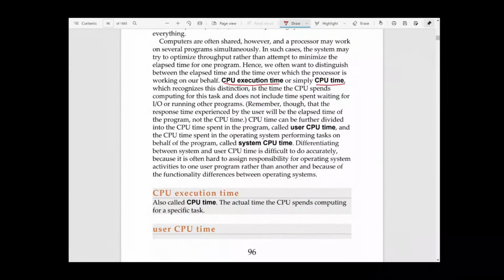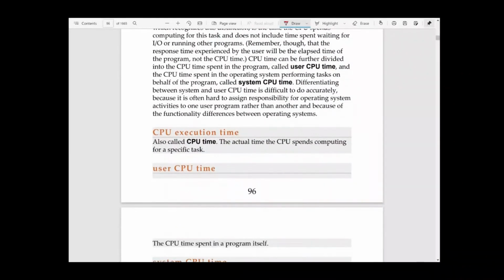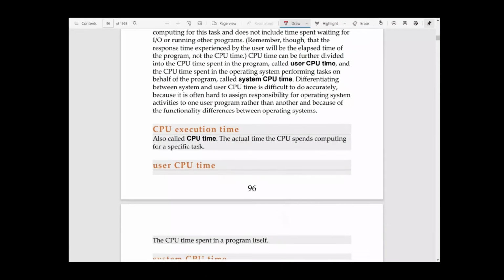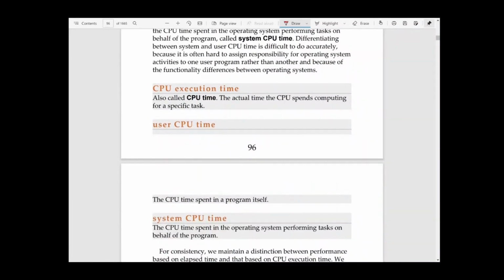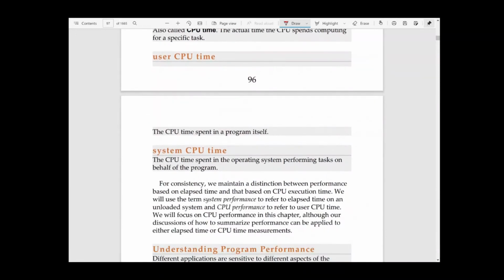the formula for how to calculate the CPU time. I'll repeat it again today, but I'll not explain it in more detail. But again, please try to understand these definitions here. CPU execution time is also called CPU time, the actual time the CPU spent computing for a specific task. User CPU time, system CPU time, you read it by yourself. I will not explain. This is very easy.